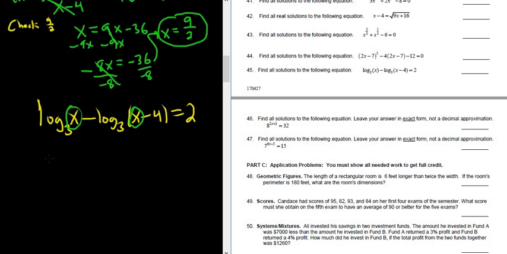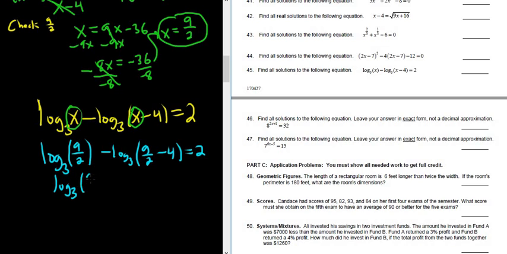Let's see if it works. So log base 3 of 9 halves, minus log base 3 of 9 halves minus 4, and this should be equal to 2. Here's the trick. We want to combine these, right? So you could think of 4 as 8 halves, that way you can subtract them. The 9 minus 8 is 1. This is log base 3 of 1 half, and this should be equal to 2.